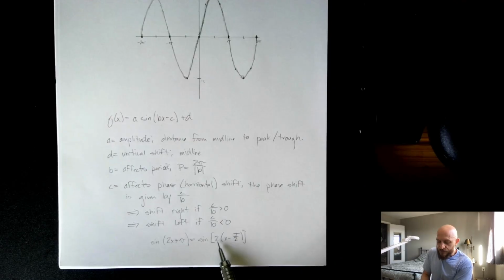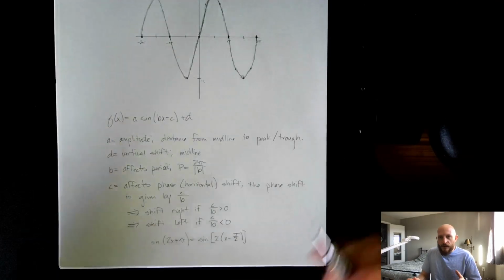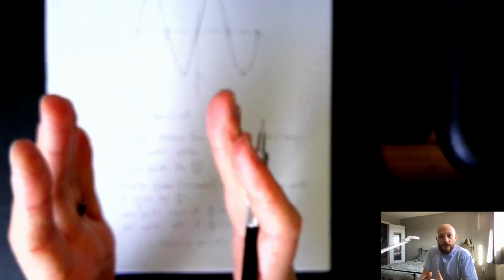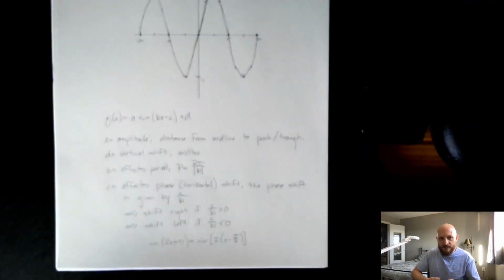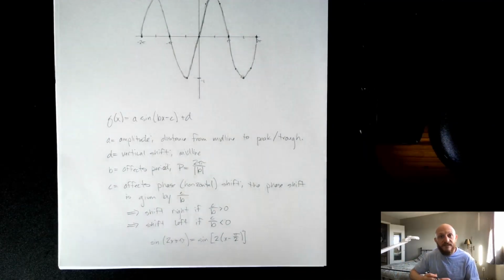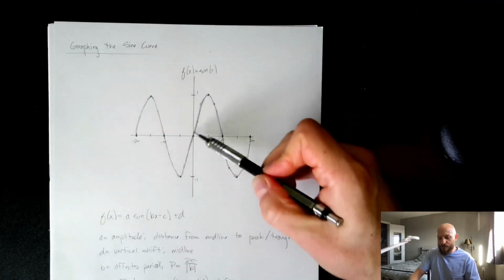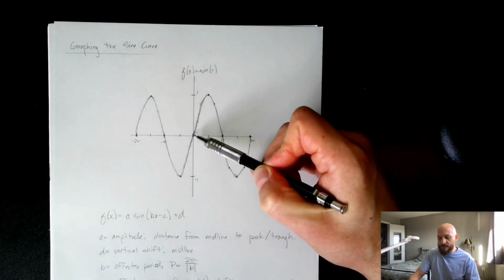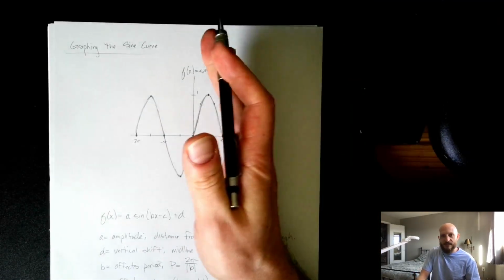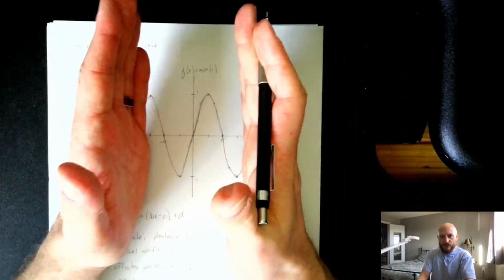And this 2 would compress everything together. You can think of it as making everything move twice as fast. So this 2 would change the period from 2 pi to 1 pi. Everything gets compressed a little bit, like scrunched together.